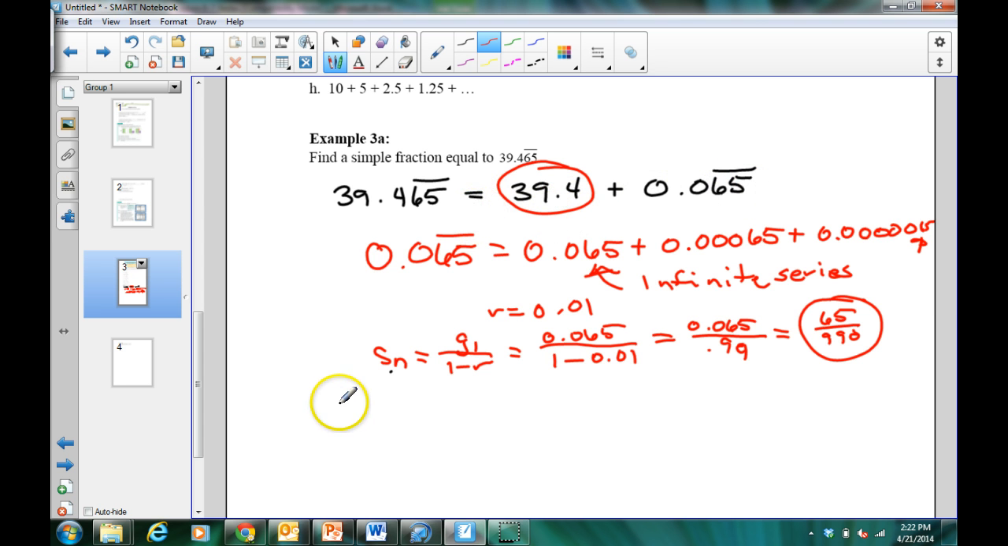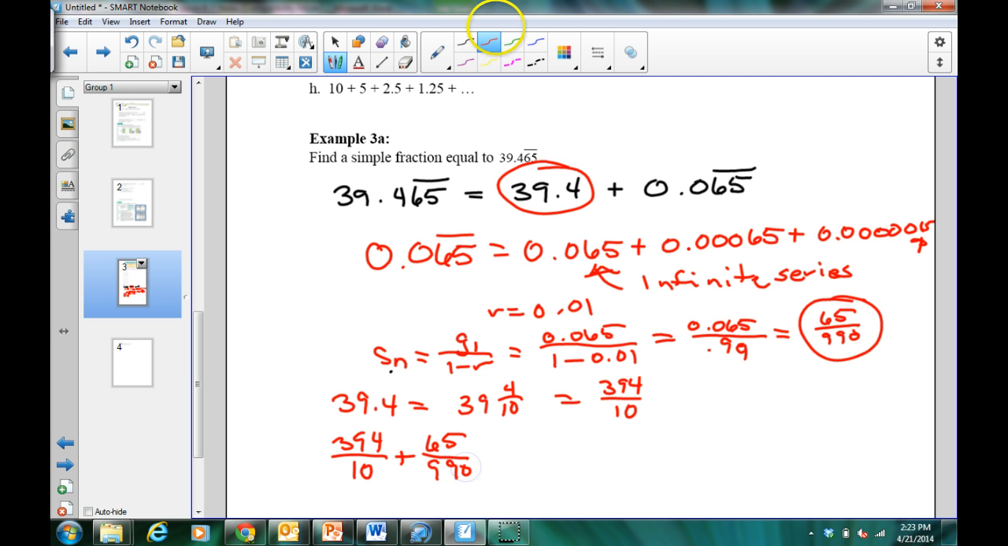So really, 39.4 is equal to 39 and 4/10, right? Another way we can write that is 390 plus 4, which would be 394 over 10. Correct? So I need to add 394 over 10 to 65 over 990. Yep. So that is exactly what I'm going to do.